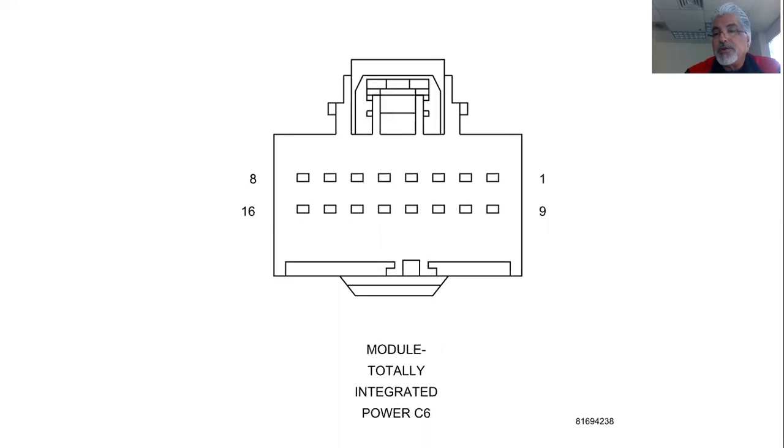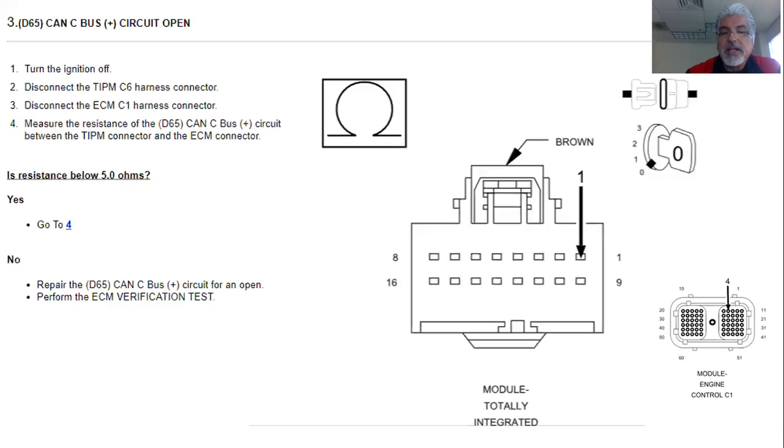So you can identify which terminal you're working with. Now, if I use a sample of the diagnosis of no communication, it's there in the service manual. In this case, if I follow the directions, turn the ignition off. For example, we're testing one circuit, which is circuit D65. They're telling you to measure resistance, and you're going to go to the brown connector. And in this case, we see terminal 1 right there.